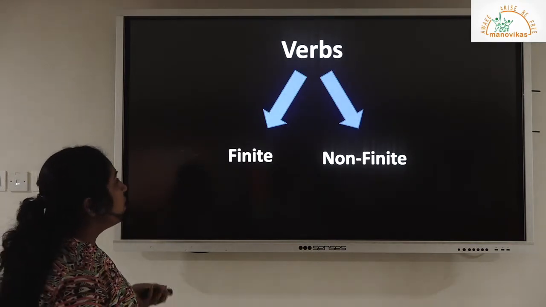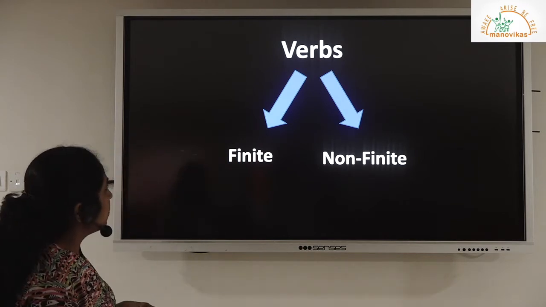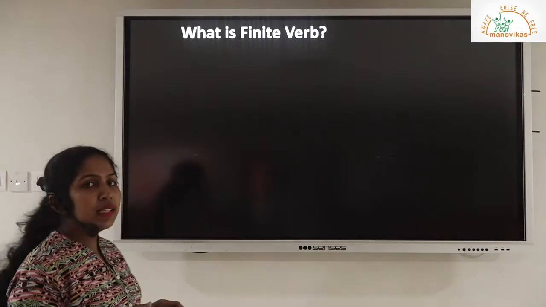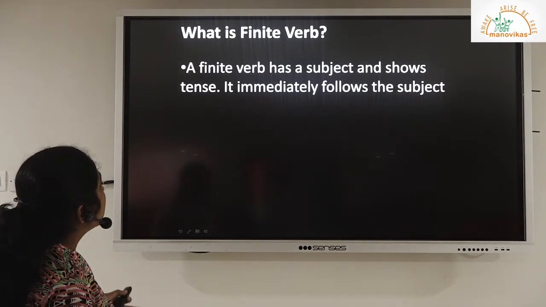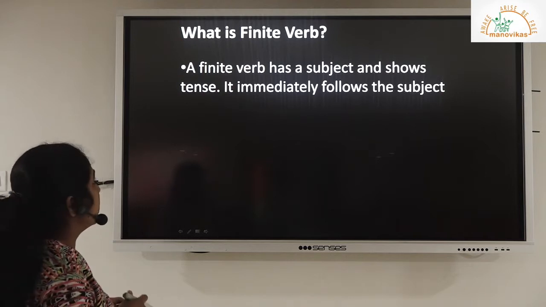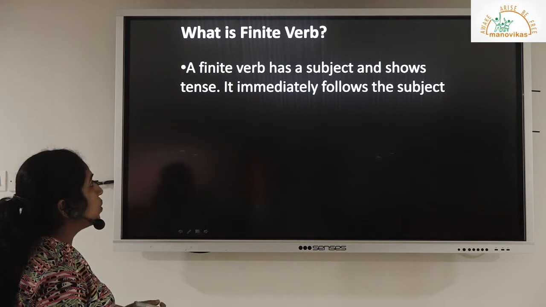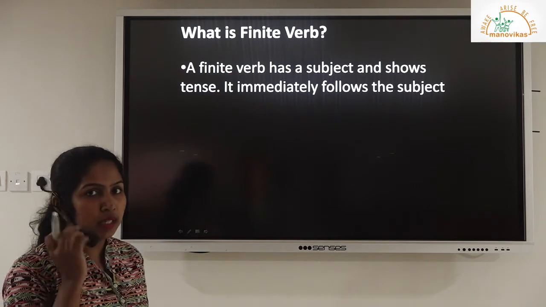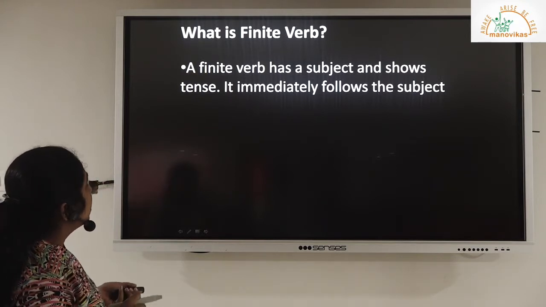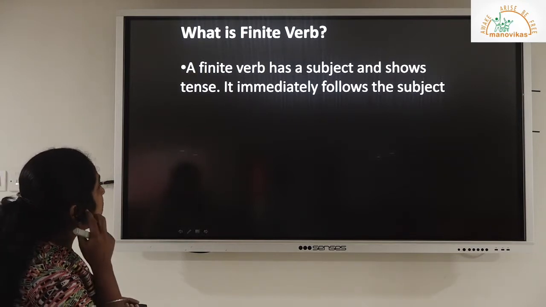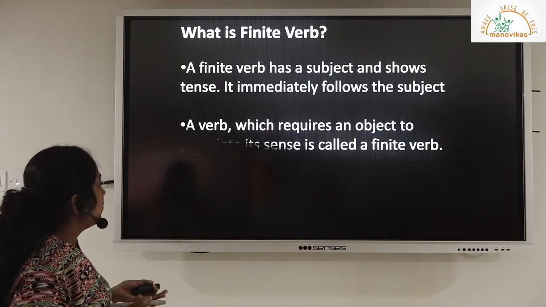Now verbs are further divided into finite and non-finite verbs. Sorry, what is a finite verb? A finite verb has a subject and shows tense. These are the two most important things when you have to identify the finite verb. So it has a subject and shows tense. It immediately follows the subject.